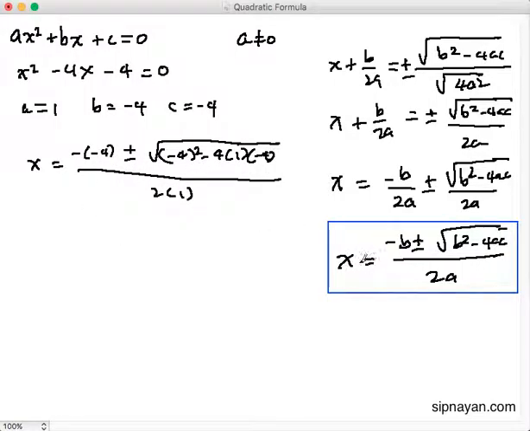So, ginamit ko itong formula na to para kunin yung value ng x. Anyway, hindi natin isosolve dito, but isosolve natin sa susunod na video, no? Kasi masyado nang mahaba itong video natin.